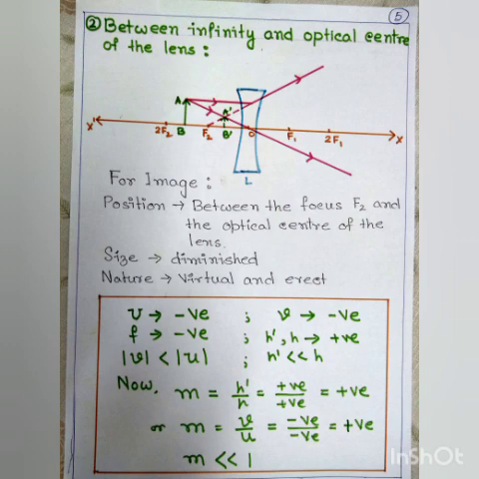Now see, why we have considered only two situations here. The first situation when the object is at infinity, or the second situation when the object is at any position between infinity and the optical center. Now see, here the maximum distance of the object is infinity, and for that the image is at f2. So this is the maximum distance for the image.